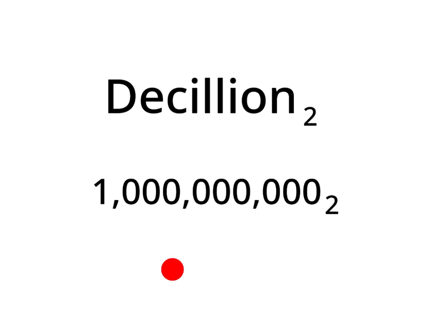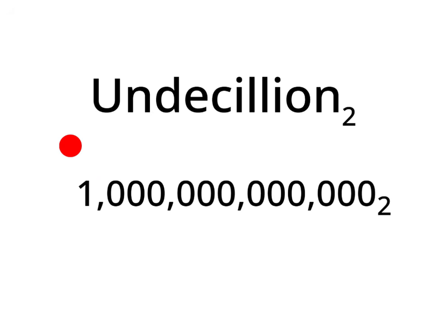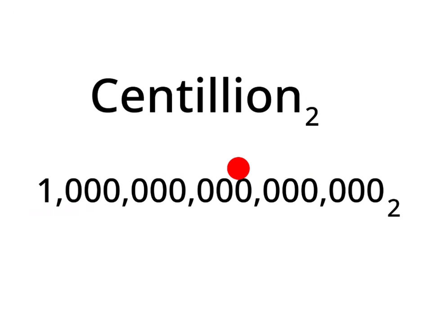So now we have a decillion, which is what used to be a billion. Now we have an undecillion, just like normally, that comes right after a decillion, which is 1 trillion. And then we go all the way to a centillion, and it just works the same way normal base 2 works, how we go 1, 10, 11, 100, 101, blah blah blah.